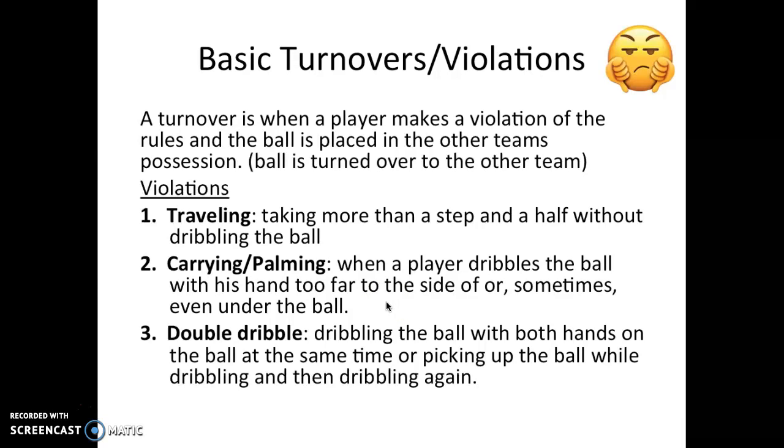So when you carry or palm the ball, it's when you're dribbling and your hand goes underneath the ball too far, so it's basically like you're scooping under the ball to dribble instead of just dribbling from the top of the ball. And then you have the double dribble, which is when you dribble with both of your hands on the ball at the same time, or you pick the ball up as you were dribbling and then you start dribbling again. You have to keep a constant dribble when you have the ball. And if you pick it up, you either have to pass it to one of your teammates or shoot it. You can't start dribbling again or it will be a turnover.